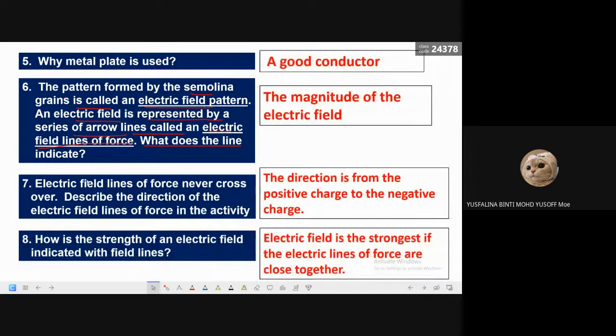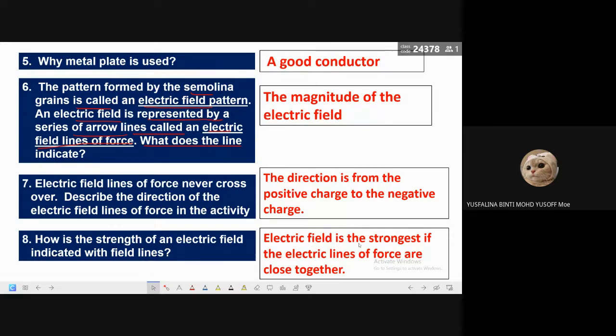Okay, so it says here the electric field lines of force never cross each other. You see my drawing, the lines are not crossing each other. Describe the direction of the electric field line of force. The direction has to go from the positive charge to the negative charge, right? The lines go out from the positive charge, while for the negative charge, the lines go in. So how is the strength of the electric field indicated by the field lines?